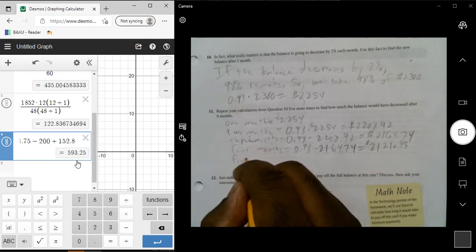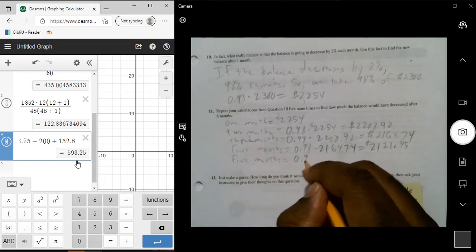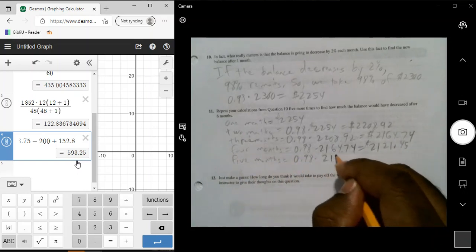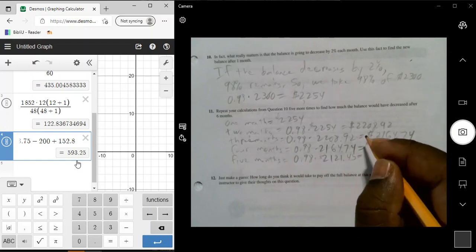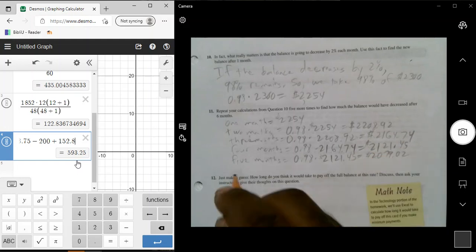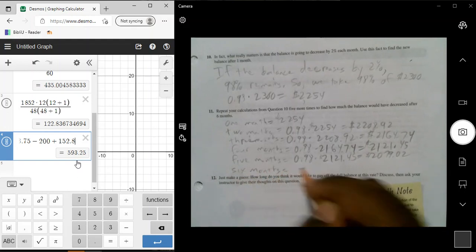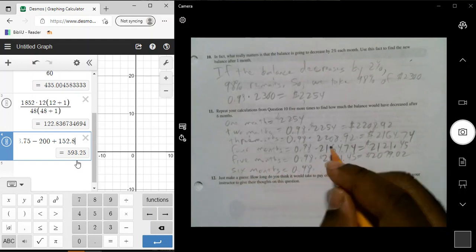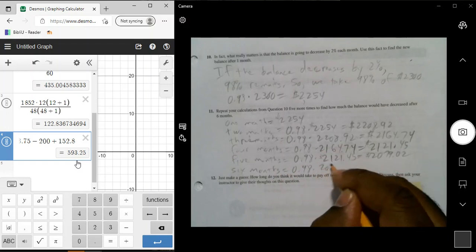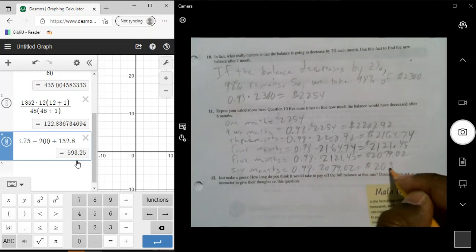So we have 5 months, 0.98 times 2121.45. That would give us $2,079.02. And then for 6 months, we have 0.98 times the 2,079.02, which would be 2,037.44.